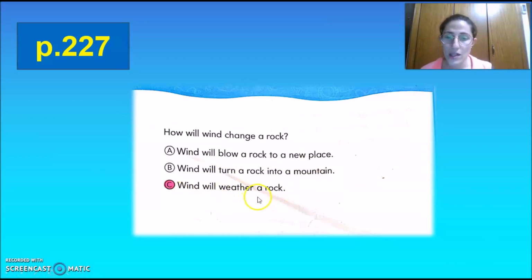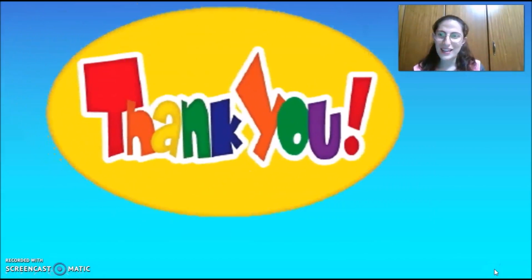And is it C, wind will weather a rock? Correct, it is C, wind will weather a rock, which means it will break the rock into smaller pieces. Clear? Thank you.